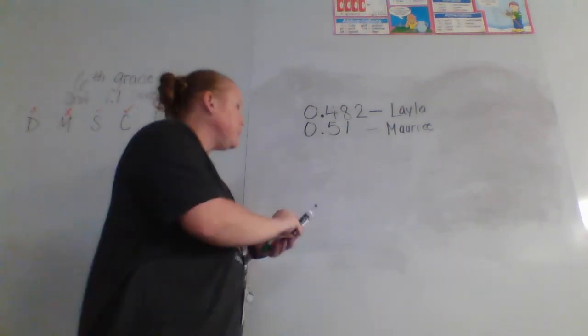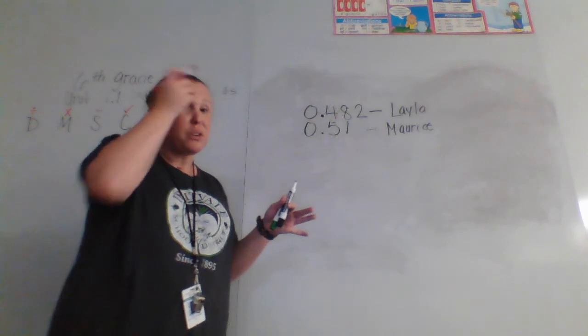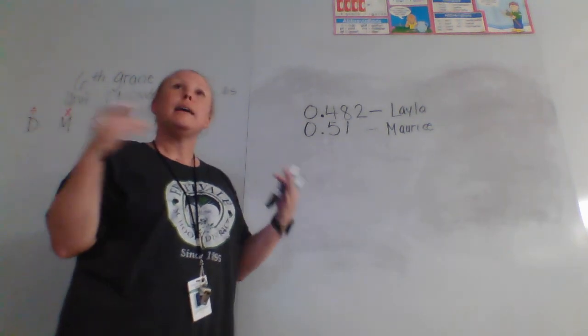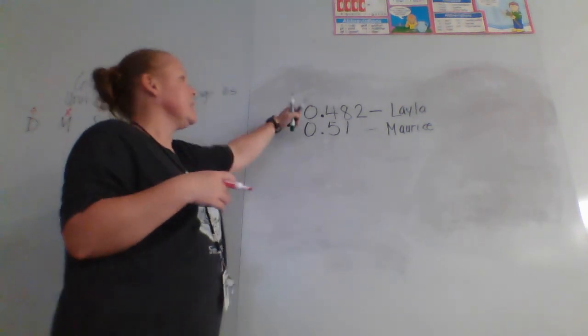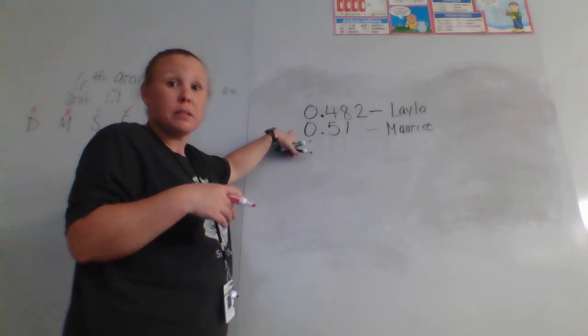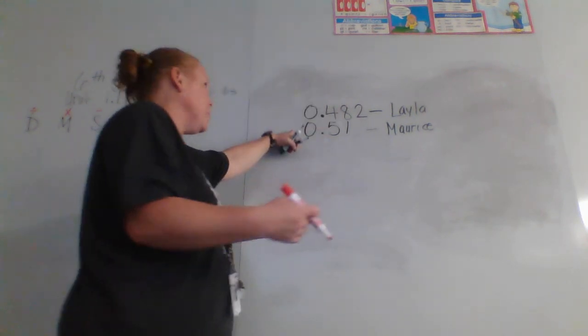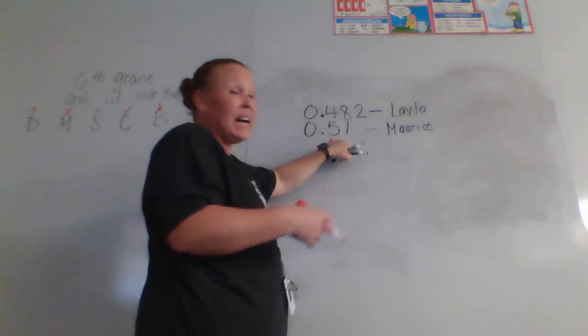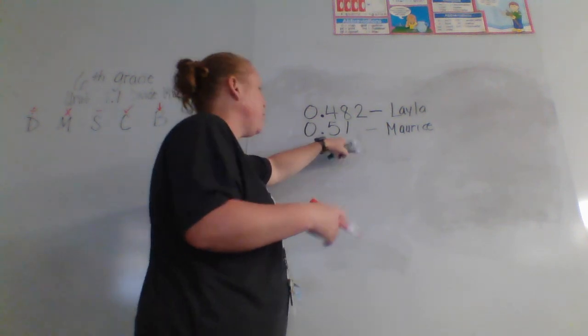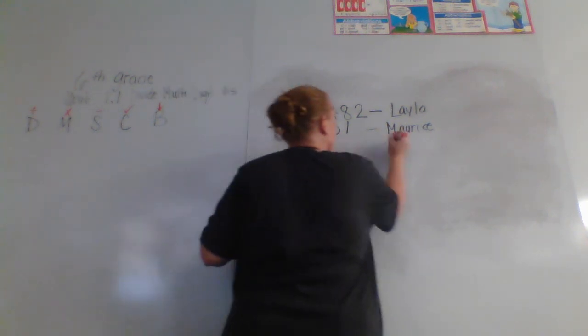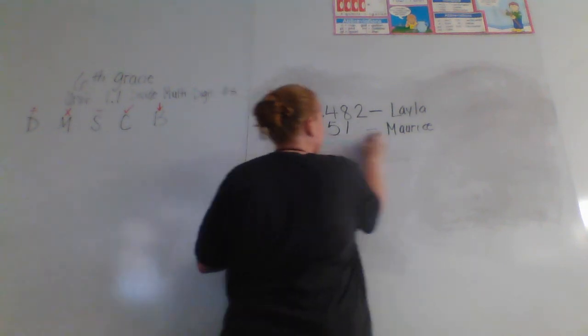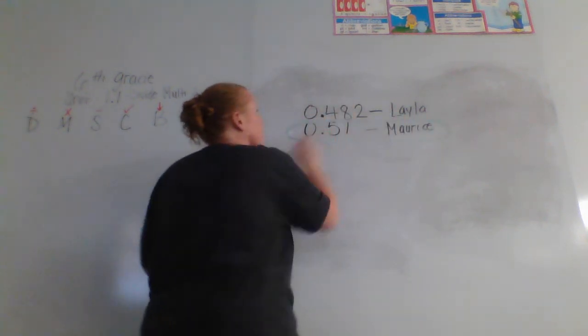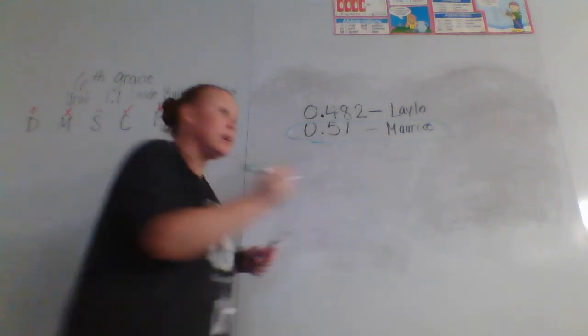So what we're going to do is it's kind of like using alphabetical order when you have more than one with the same first letter. So pretend these are both A's because they're both zeros. So we have to go to the next letter and look at them. So 4 or 5 is bigger. It's going to be the 5, which means that Maurice used more. So your answer is just going to be Maurice.